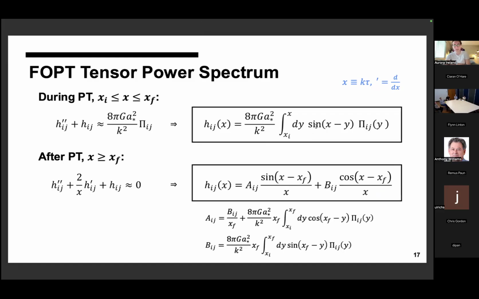After the phase transition, I no longer have my source term. The source is no longer active. But I can no longer neglect expansion, so I'm going to solve this equation, which has this generic solution, and then by matching these at the end of the phase transition, X_F, I can identify what these coefficients are. I should mention here, X is this dimensionless combination of k times conformal time, and now my prime is a derivative with respect to X.